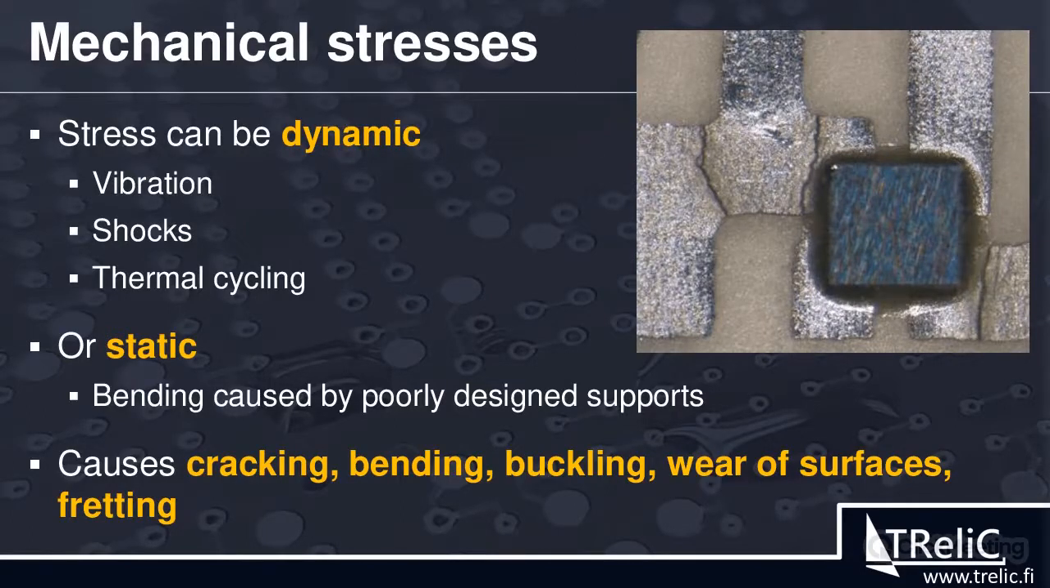So for example, quite often in polymer products, this can be an issue that they are poorly designed, there is too much stress, and eventually it causes a failure. Or for example, a casing or something like that. So we have lots of different issues here. There can be cracks, the structure can bend, it can buckle, meaning that when you have lots of stress it suddenly gives in. And then, of course, we also have wear of the surfaces and fretting when we have dynamic stresses.